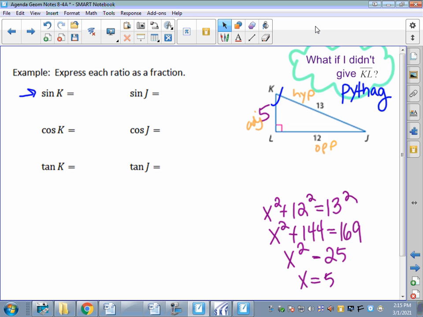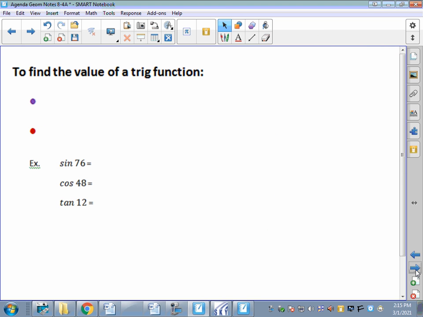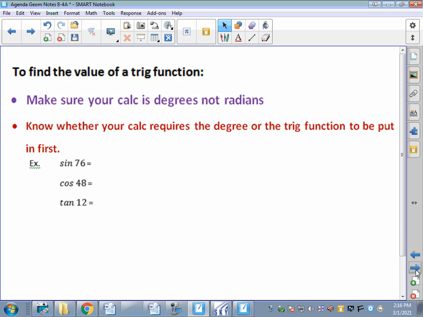All right, so that's the big stuff. Now let's do some calculator stuff. If I ask you to find the value of a trig function, please make sure your calculator's in degrees, not radians. The only time you really have to think about this is if you're using a TI-84. The default is radians, not degrees. So when you do these problems, please make sure of this. If you get a different answer, you know it's because your calculator is off. And know that on some calculators you have to put in the trig function first and then the degree. Some of you do the degree first, so just practice around, make sure that you get what you need.